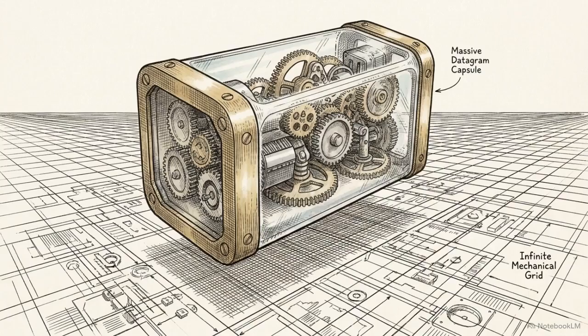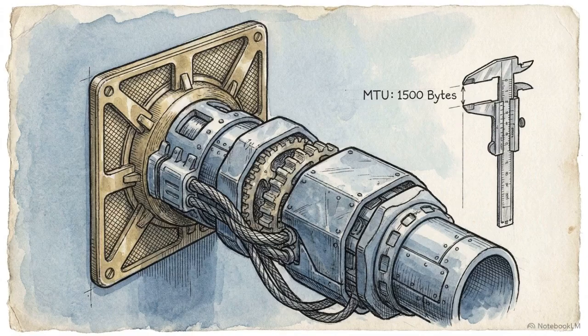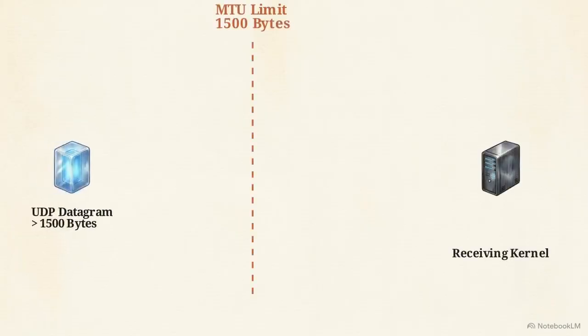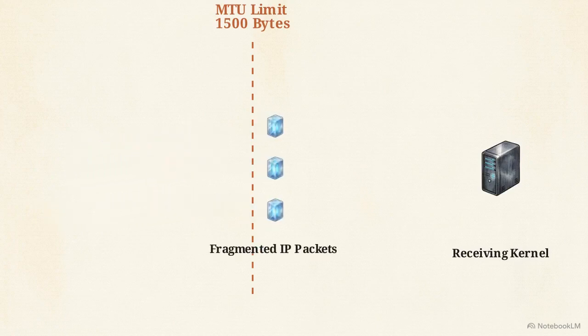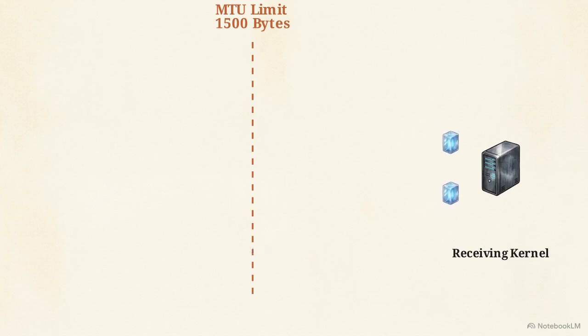That length field technically supports datagrams up to 65,535 bytes, but physical network architecture imposes a strict limit. Standard Ethernet hardware uses a maximum transmission unit, or MTU, of exactly 1,500 bytes. If a developer sends a UDP message larger than this MTU, the IP layer must fragment the datagram into multiple smaller packets. Because UDP has no mechanism to request the retransmission of individual fragments, if a single piece is lost in transit, the receiving kernel drops the entire original message.